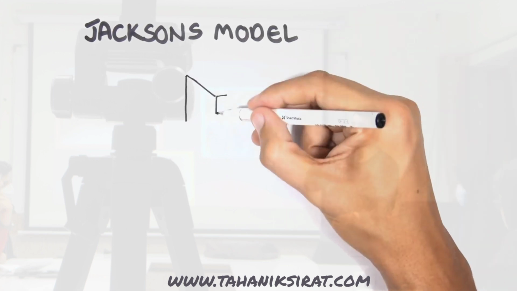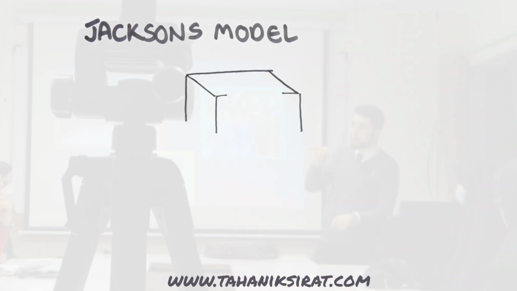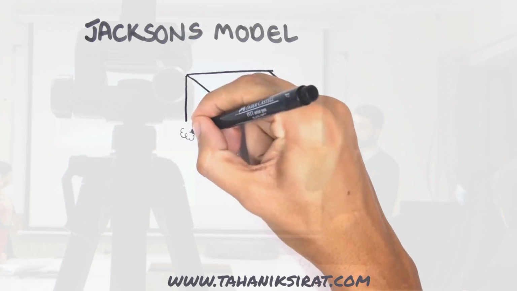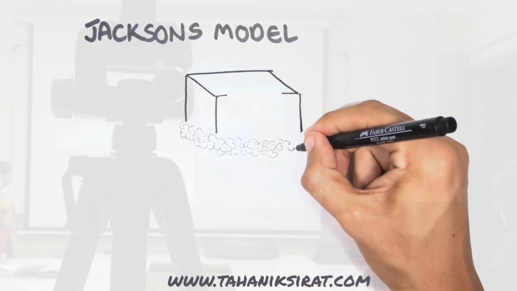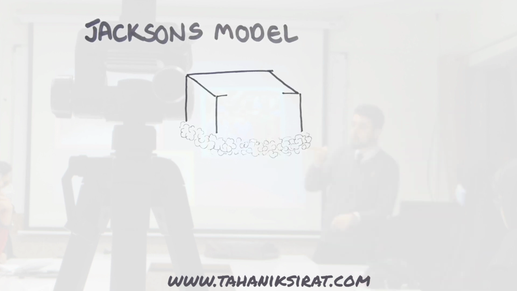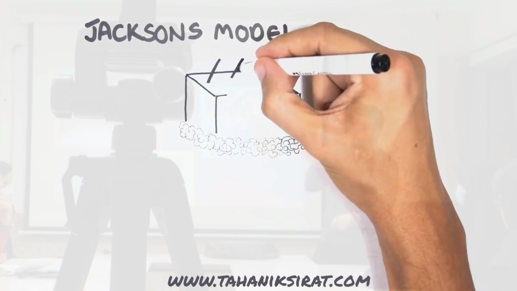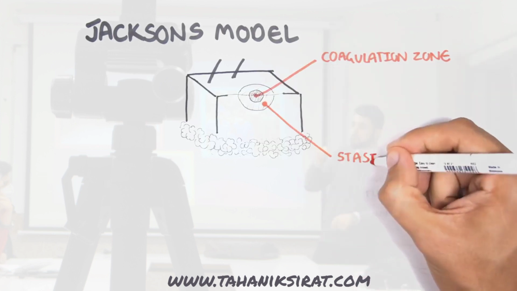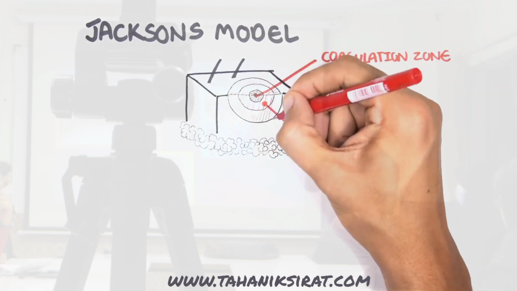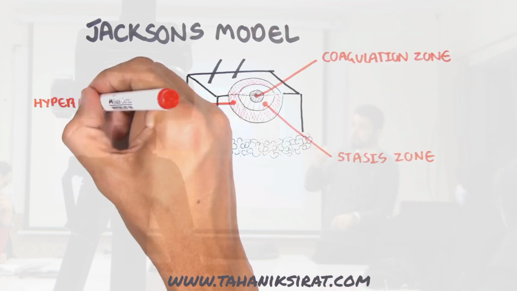When a burn occurs on the skin, it causes changes within the skin that could be divided into sort of three regions or three zones. These zones of a burn were described by Jackson in 1947, and so it is also called the Jackson model. The first zone is the zone of coagulation, then it's the zone of stasis on the outside, and then the furthest part is the zone of hyperemia.